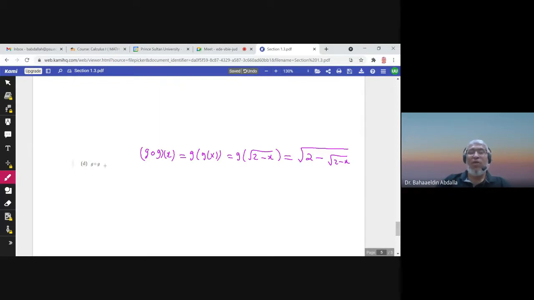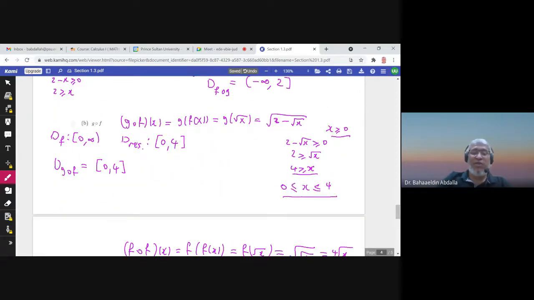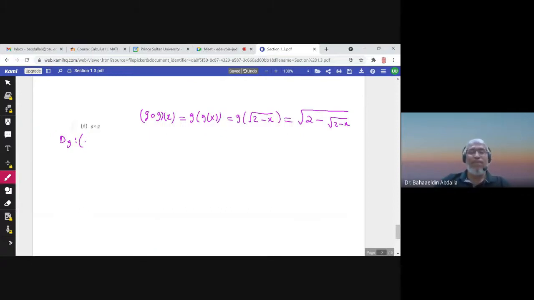What would be the domain of G circle G? The domain of G, as we have seen here, is from negative infinity to 2. And now I need to find the domain of the result. Look at the result. I have two conditions. 2 minus x should be greater than or equal to 0. So 2 is greater than or equal to x, or x is less than or equal to 2. This is the first condition. Another condition, 2 minus square root of 2 minus x should also be positive.